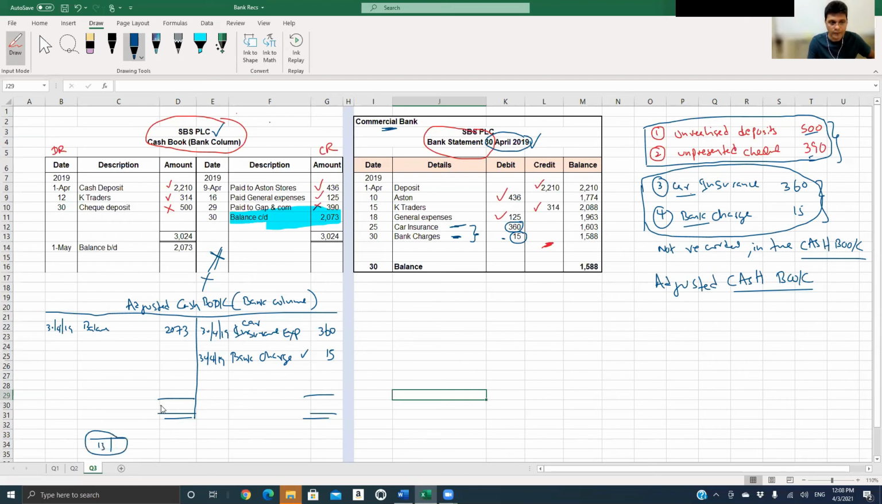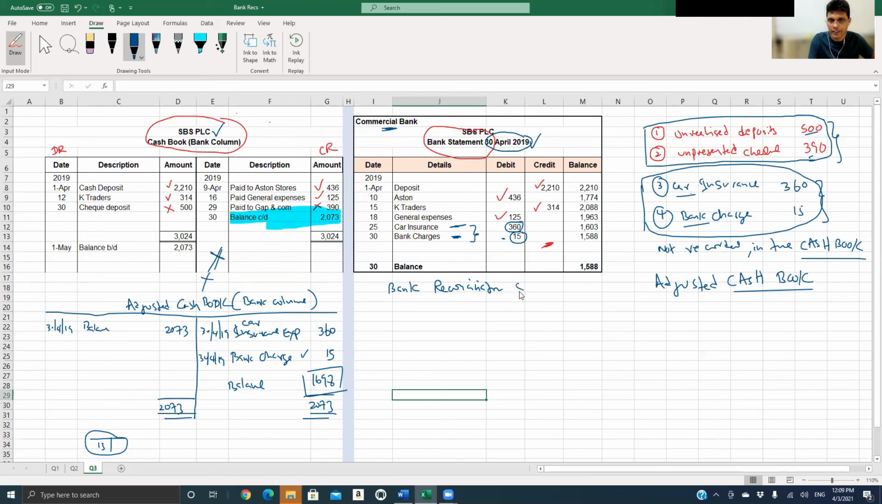Okay. So we'll take the balance 2073. How much is the balance? 2073 minus 360 minus 15. So our adjusted cash book balance should be 1698. Okay, so this is the balance now. So what is the third step? We need to prepare the bank reconciliation statement. Correct?